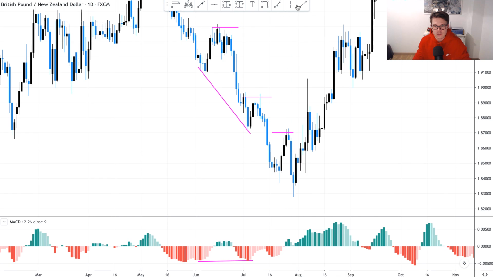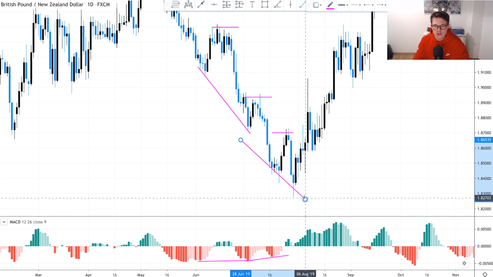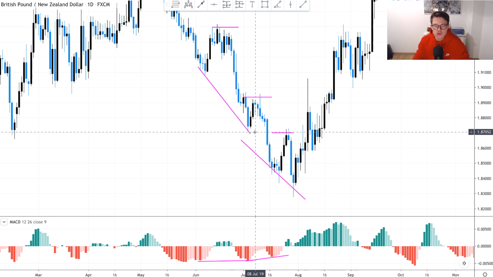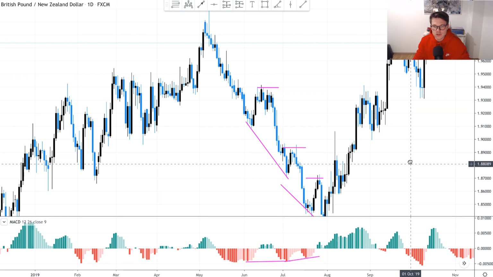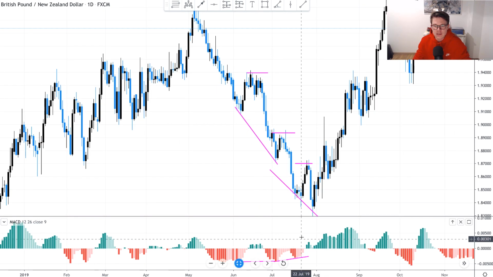All right, so here we go. So here we actually do have a double divergence. When I connect the lows here of the MACD, you can see the MACD was making higher lows. And when we look here at the price action, we see lower lows. So although the price action was indicating that there is a downtrend, which is still ongoing, the MACD looked deeper.